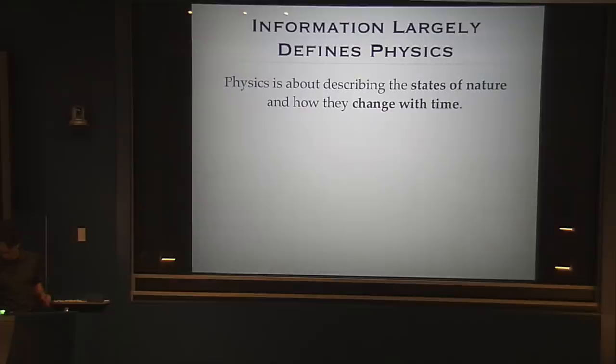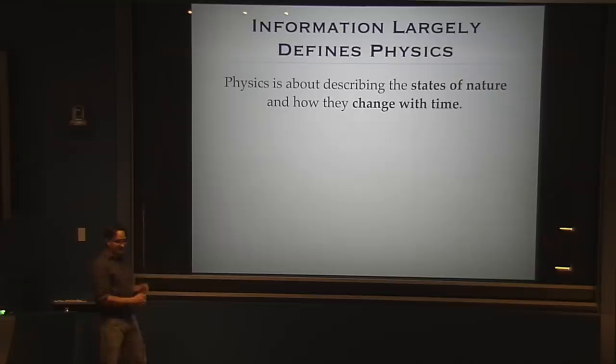So this is sort of the most abstract slide. It sounds like I'm just talking about philosophy on this slide. So what I want to emphasize is that information really largely defines what we're doing in physics anyway. What is physics actually about if you try to formalize it? Physics is about saying what states nature can be in, what states the universe can be in, and then saying how they change with time.